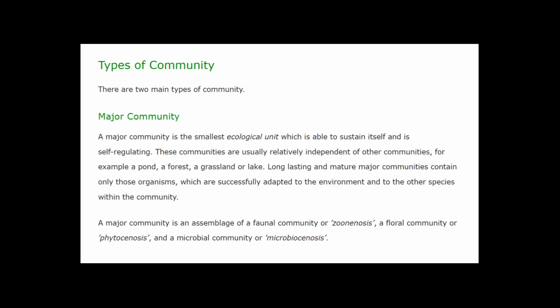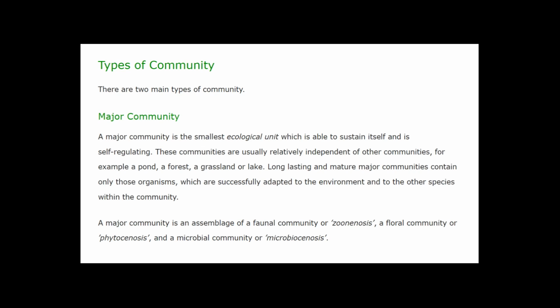Then, if you look at communities, there are two main types. You have a major community, which is the smallest ecological unit which is able to sustain itself and is self-regulating. So a pond, for example, can be a major community. These communities are relatively independent of other communities. For example, a pond, a forest, a grassland, or a lake.